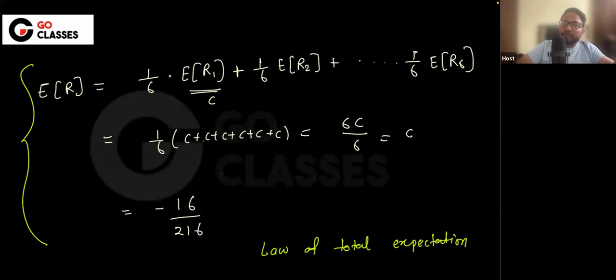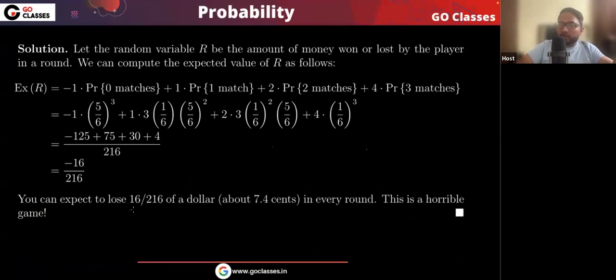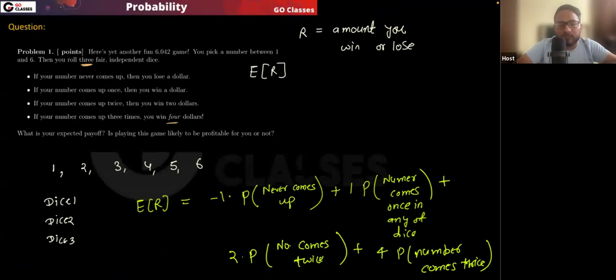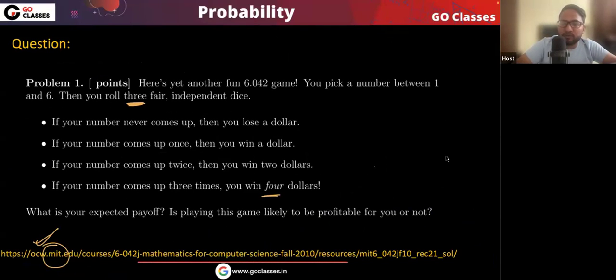That's what this MIT PDF also says, that you can expect to lose this many dollars, or they have converted it into another currency, about this many cents in every round. This is a horrible game. So it seems like you will be winning, but ultimately you are actually losing. That's why mathematics is useful.